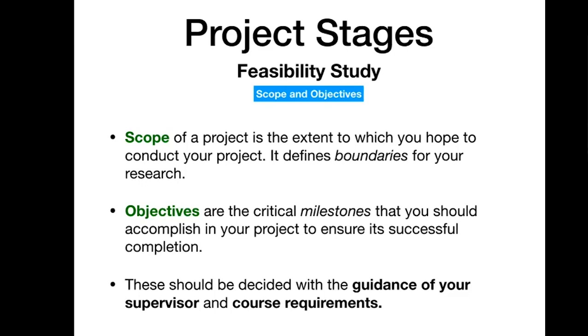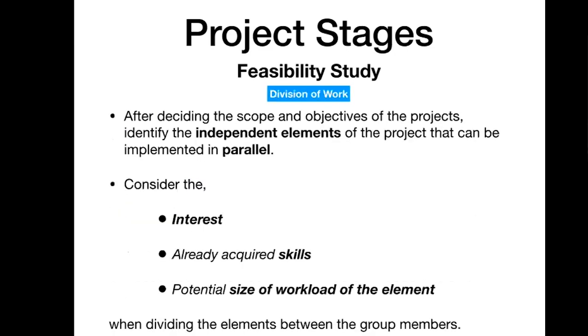Then we can move on to the division of work, which is also very important. This would usually happen after you decide the scope and the objectives of the project. After you do that, you can identify the independent elements of the project that can be implemented in parallel. For example, the project that I just mentioned had a hardware component and a software component. These 2 components were not related to each other at the beginning. Therefore, 2 of us worked on the software component while the other 2 worked on the hardware component.